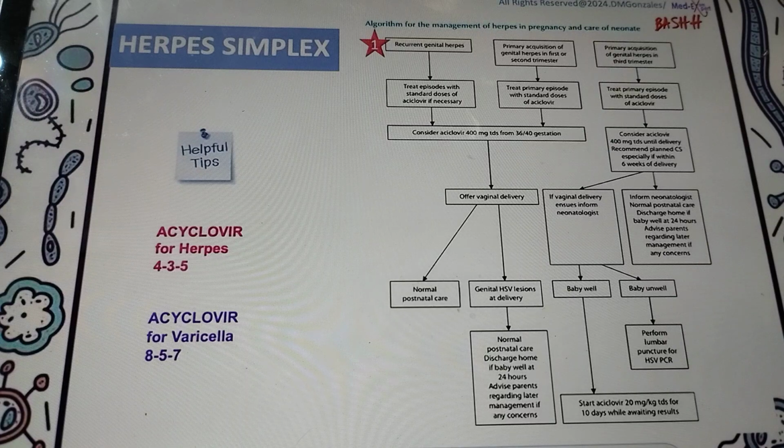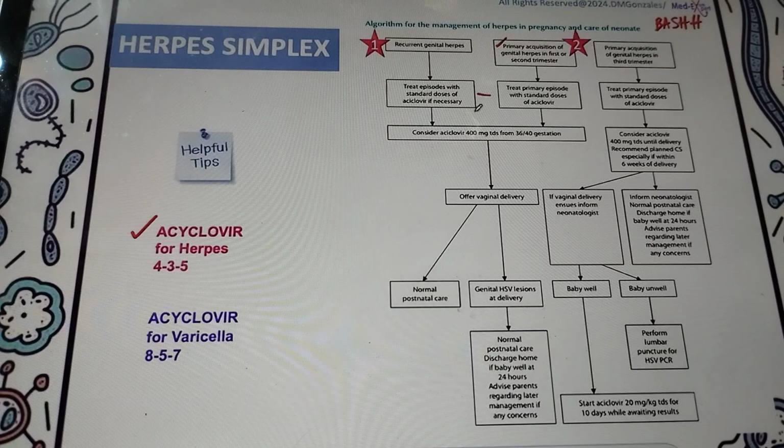For recurrent genital herpes, you treat episodes with standard doses of acyclovir. What do I mean by standard doses of acyclovir? It is your 435: 400 milligrams 3 times a day for 5 days. So, second scenario: primary acquisition of genital herpes in the first or second trimester. Recurrent genital herpes in any trimester, and primary in the first and second trimester, are the same. You will also treat with standard doses of acyclovir.